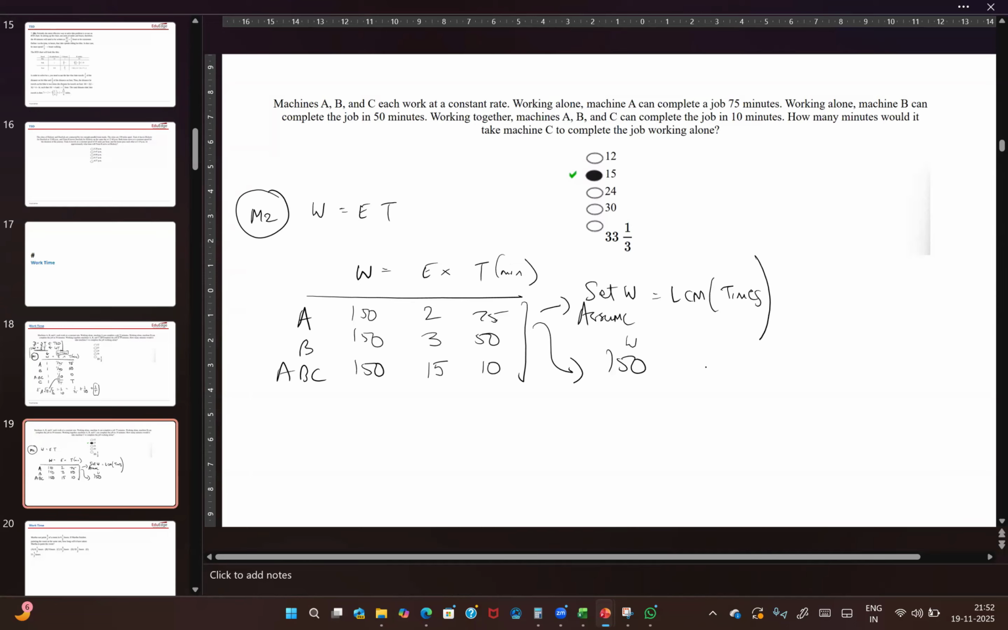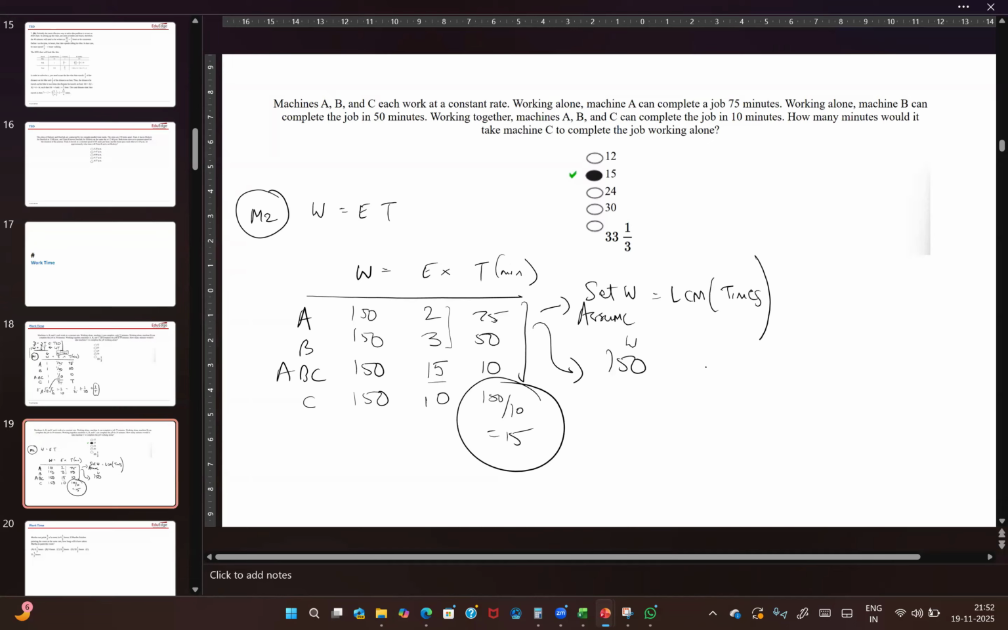Now we know A, B, C's efficiency combined is 15. So C's efficiency will be 15 minus 5, which is 10, correct? Work done is the same, 150. So time taken by C is 150 by 10, which is 15. See how fast this is. Faster. Method 2, I personally love this method. No fractions, easy on the eyes, easy to solve.